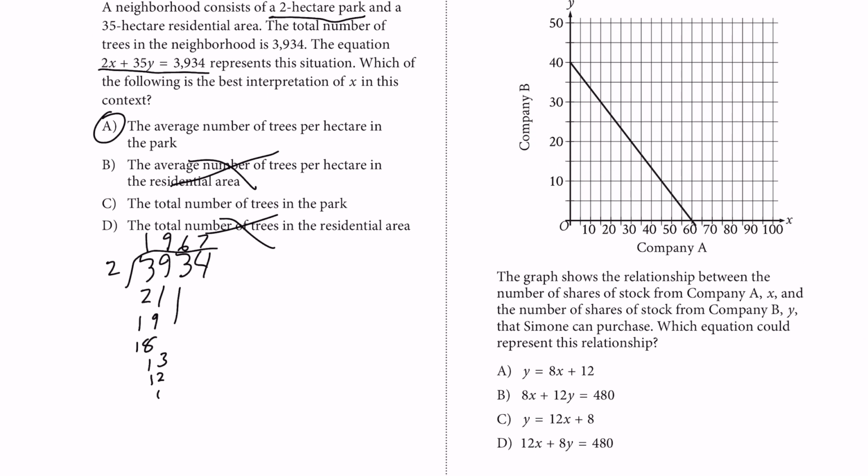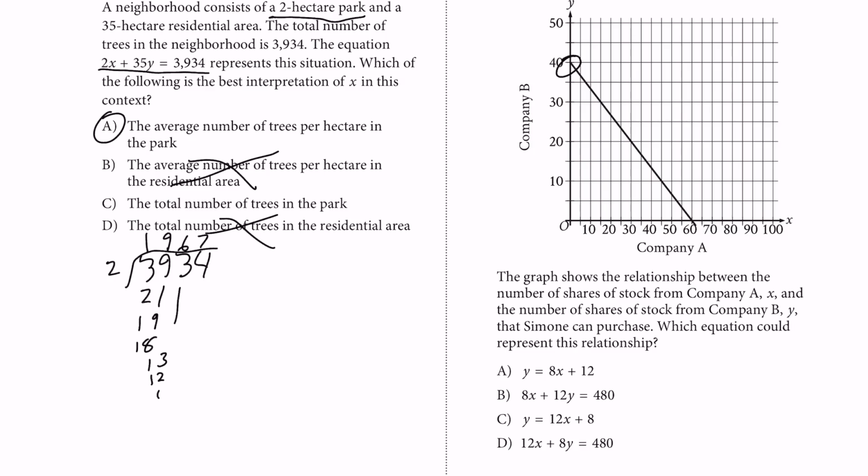All right, so question 18. The graph shows the relationship between the number of shares of stock from company A on the x-axis and the number of shares of stock from company B on the y-axis that Simone can purchase. Which equation represents this relationship? So what do we see right away? We see that we have a y-intercept of 40.